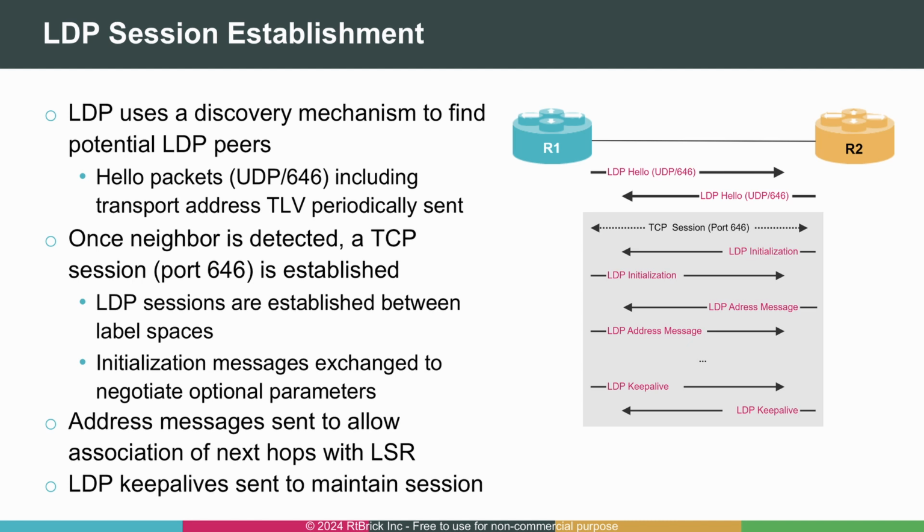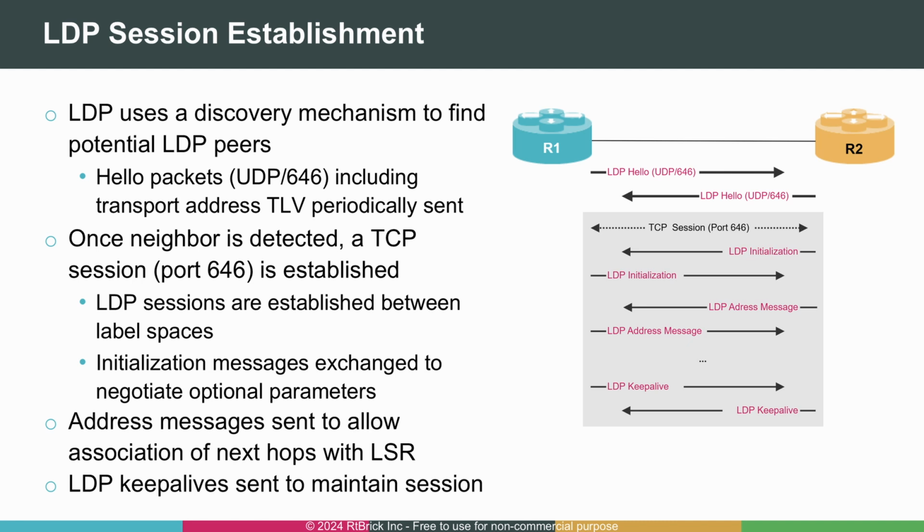Initialization messages are exchanged to negotiate additional parameters such as label distribution mode, keep alive timers, or supported capabilities. It is important to note that LDP sessions are established between label spaces. Ethernet-based systems with platform-wide label spaces require only a single LDP session between neighbors, regardless of the number of interfaces. For peer authentication, LDP relies on TCP-level authentication mechanisms.